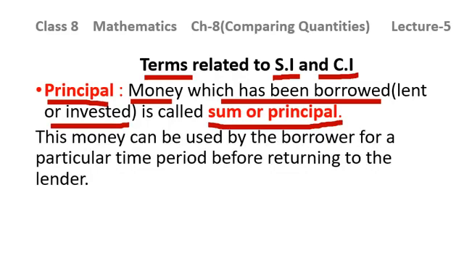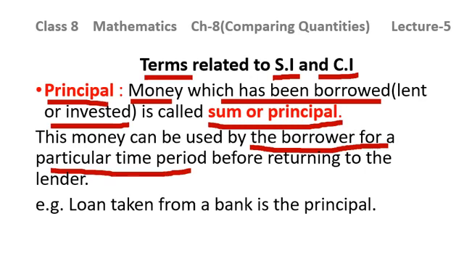And this money can be used by the borrower for a particular time period before returning to the lender. Obviously, when you are borrowing some money from someone, that is to be given for a particular time period before returning to the lender. So principal, what do you mean by principal? The money which has been borrowed, lent or invested is called sum or principal, and this money can be used by the borrower only for a particular time period before returning to the lender.